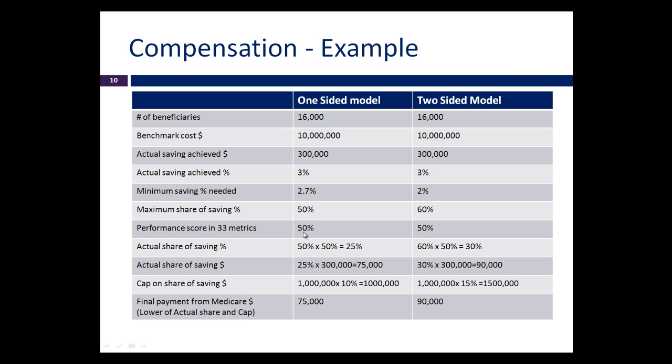And the grade across each of these 33 metrics will then be averaged to arrive at your final performance score. Let's assume that in our case, each of our ACOs achieved 50% on average across these 33 metrics. The next step, in order to determine the actual share of the savings of $300,000 which we've accomplished, we have to multiply the maximum saving percentage by the actual performance achieved.